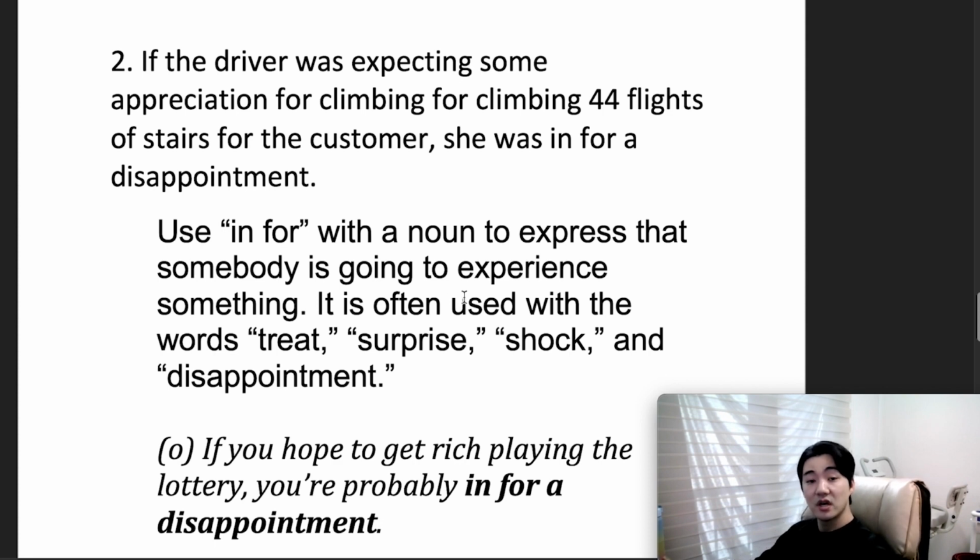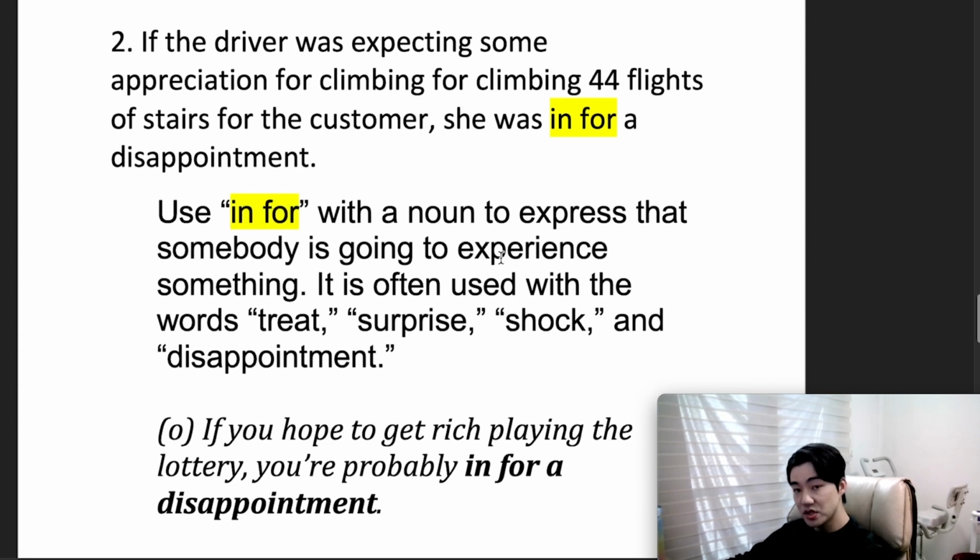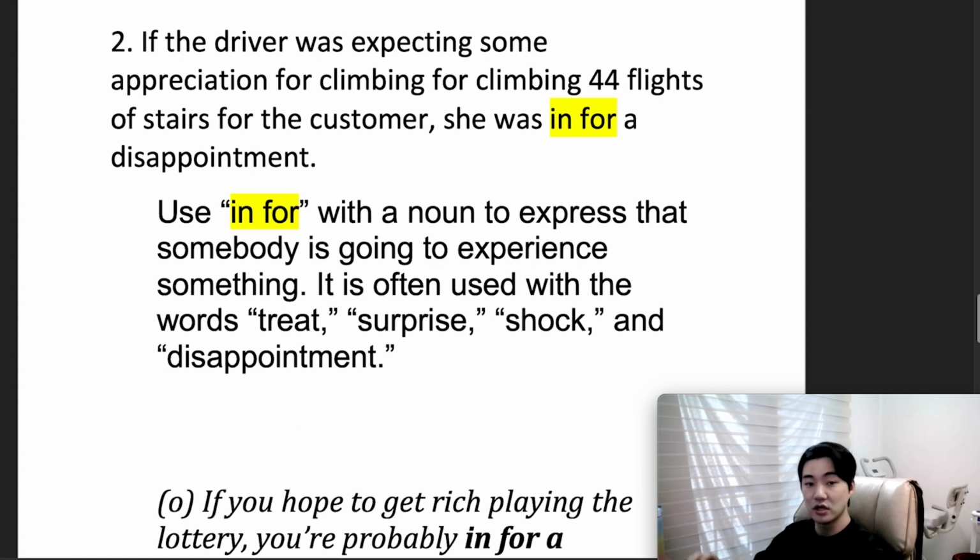So if the driver was expecting some appreciation for climbing 44 flights of stairs for the customer, she was in for a disappointment. In for is what we're going to look at next. When we use in for, we use it with a noun to express somebody is going to experience something. It is often used with the words treat, surprise, shock, and disappointment. So they say use with a noun to express somebody is going to experience something.